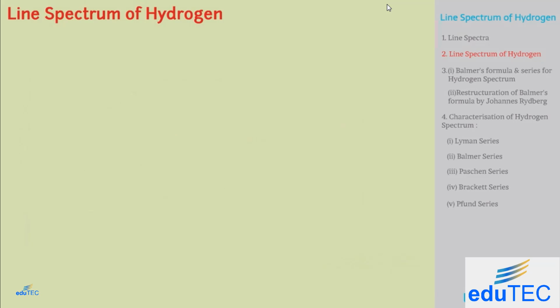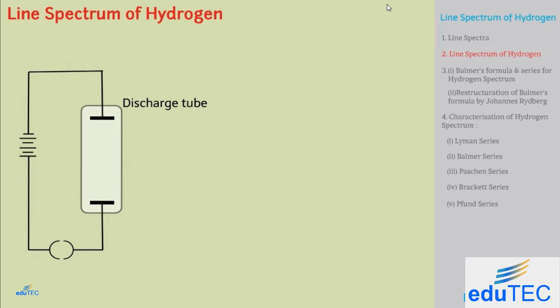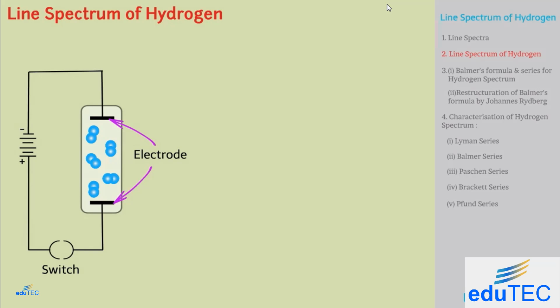The experimental setup to perform this experiment consists of a discharge tube containing hydrogen gas at low pressure. This tube is provided with electrodes at both ends connected through a switch to a high voltage source. When the switch is closed, electric discharge takes place through the tube.